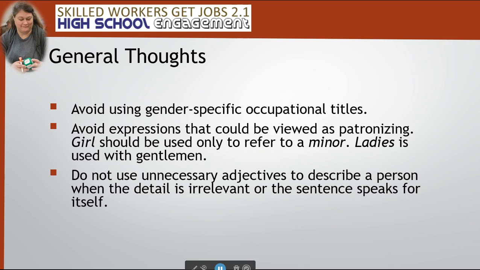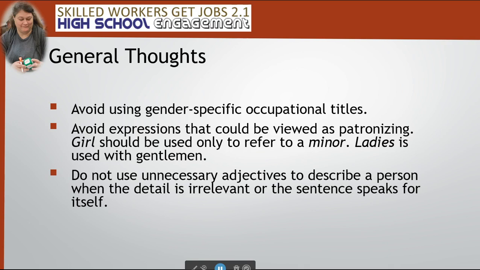So, as you're working on things, avoid using gender-specific occupational titles. What this means is instead of fireman, use firefighter. Instead of policeman or policewoman, use police officer or things like that. And you can make any occupation gender neutral. Also, avoid expressions that could be viewed as patronizing. You should only use girls if you're really talking about groups of people under 10 years old. And if you're going to use ladies, then you would be calling the men gentlemen. You could use guys and gals. You just want to use equivalent speech and make sure it's not demeaning.